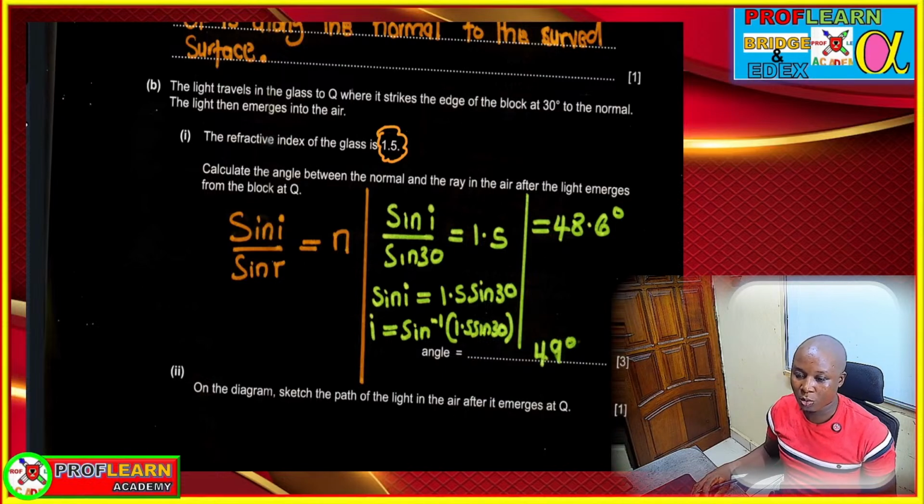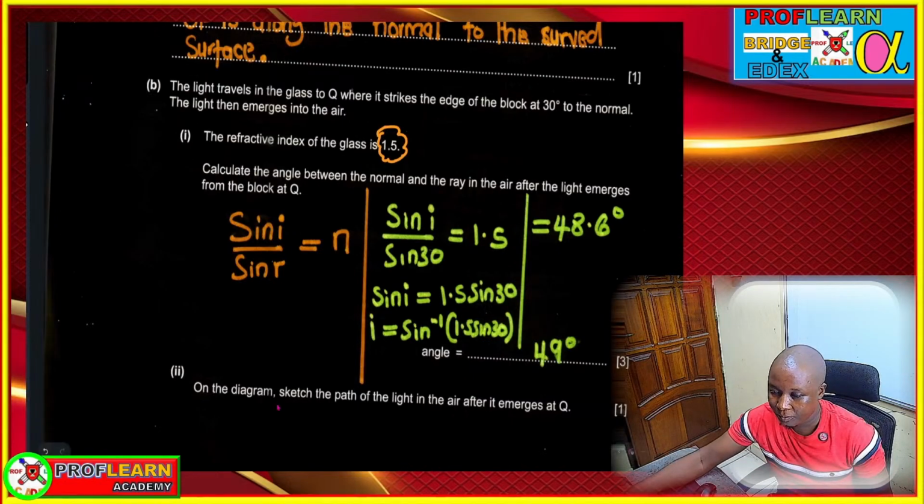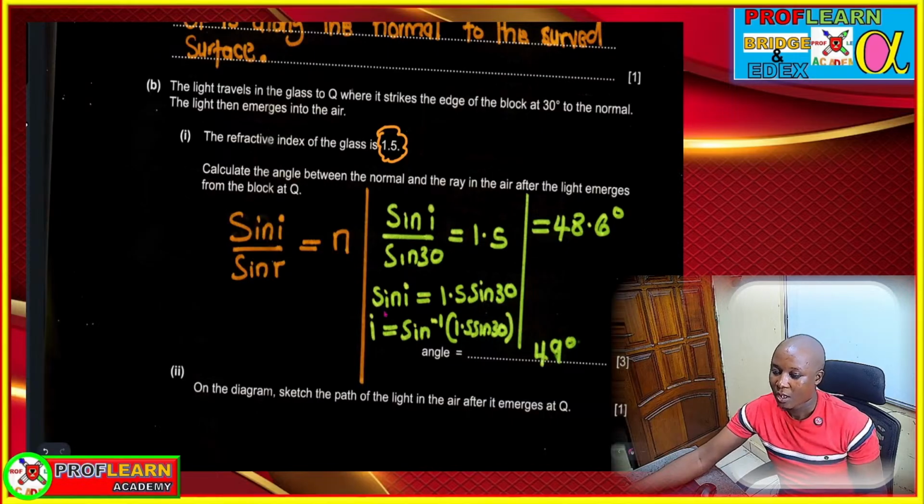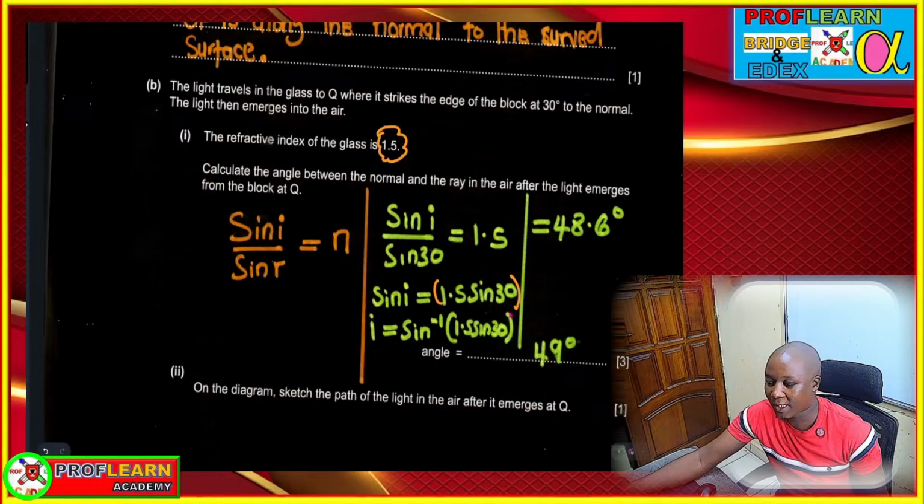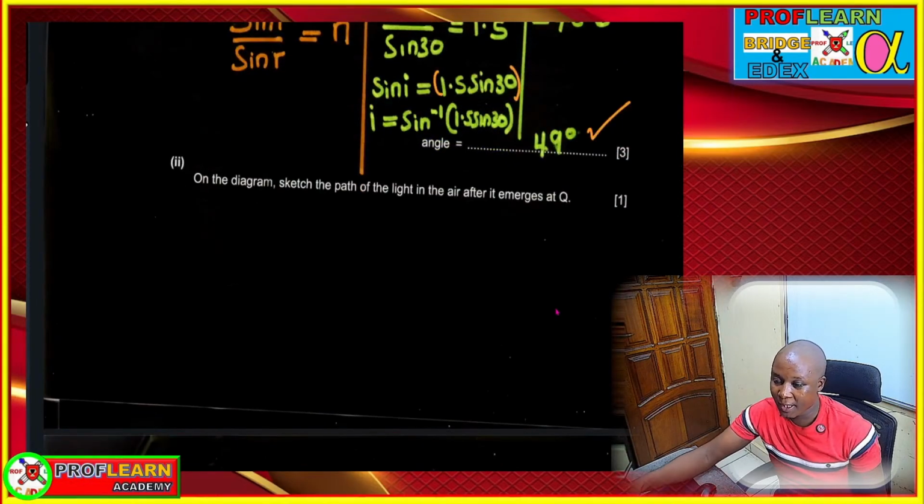Then we can make i the subject of the formula. Of course, if we multiply sine r on both sides, we shall have sine i equals 1.5 sine r, which means if we want i, we shall find the inverse sine of the result that we have at this point, and that angle becomes 48.6, which is approximately 49 degrees.